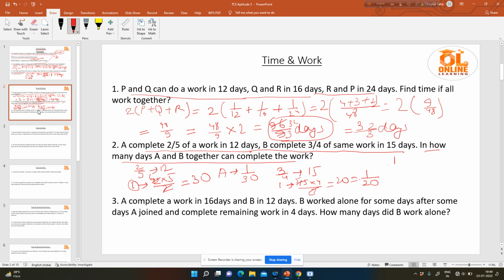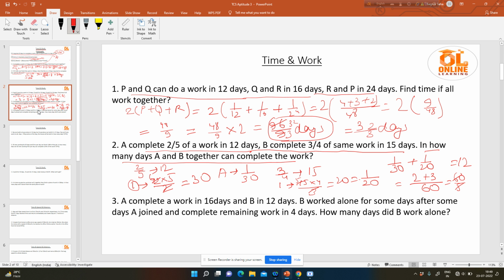So together we will have 1 by 30 plus 1 by 20. If we take the LCM, it would be 60. So 2 plus 3, it would be 5 by 60. That would be 12 days, right?